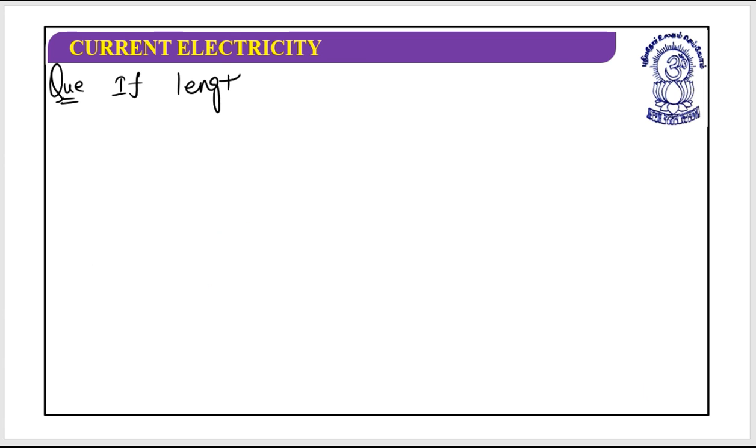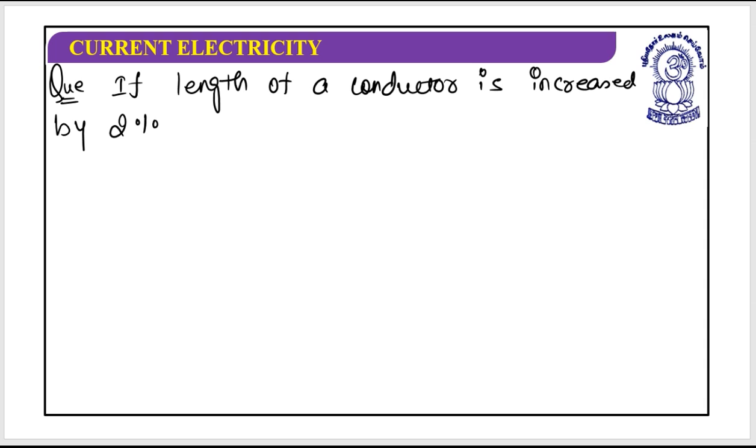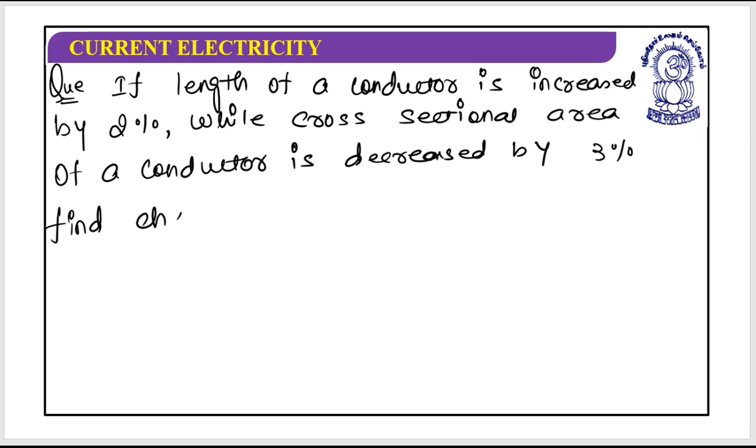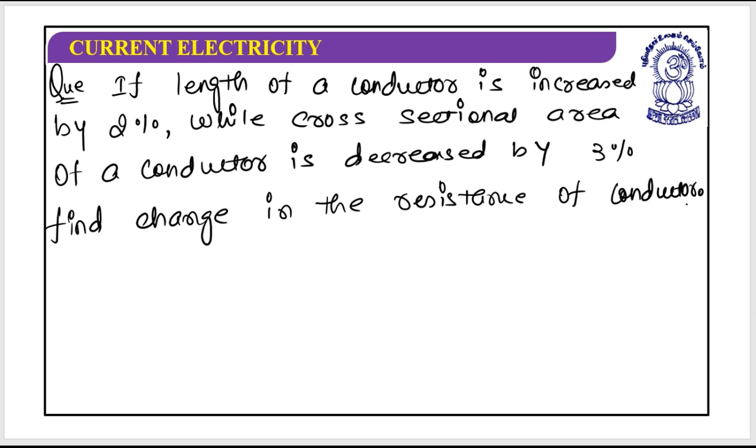If the length of a conductor is increased by 2% while the cross-sectional area of the conductor is decreased by 3%, find the change in the resistance of the conductor. This is what you require.